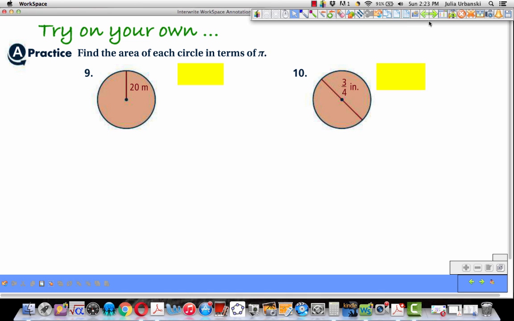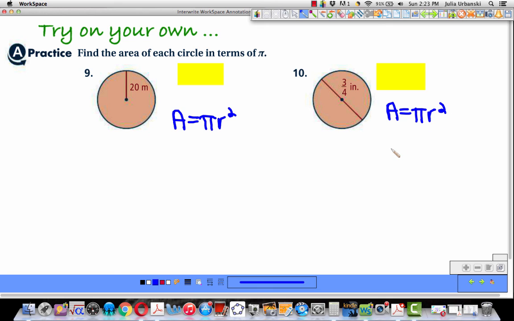All right, so for these two, you try them, and you're trying to find area. So do area equals pi r squared. And make sure that you find the radius first. This one, the radius is 20, so plug that in. And this one, they want you to leave it in terms of pi. They don't want you to have to plug in any values for pi. Just leave it as part of your answer.